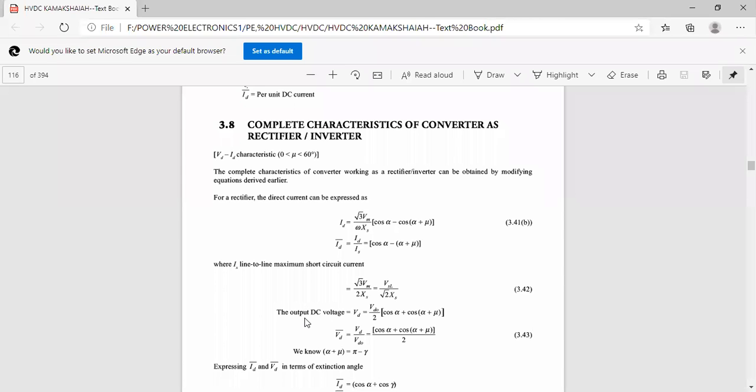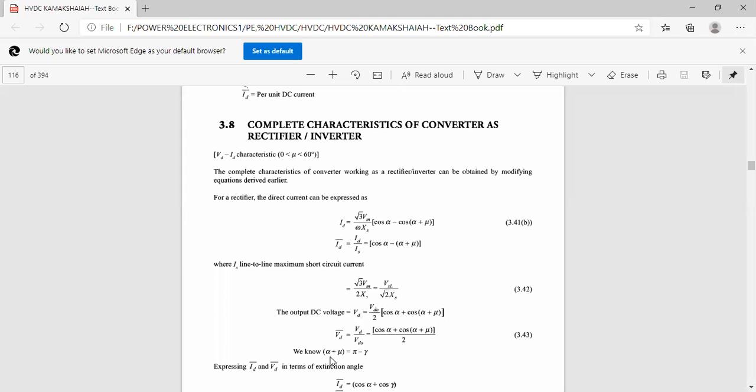Now come to the second equation, output voltage. This is the output DC voltage, this is the output DC current. Vd is equal to Vd naught by 2 times cos alpha plus mu. Already had discussed this formula. Now bring this Vd naught to the left hand side. Vd by Vd naught is equal to cos alpha plus mu by 2.